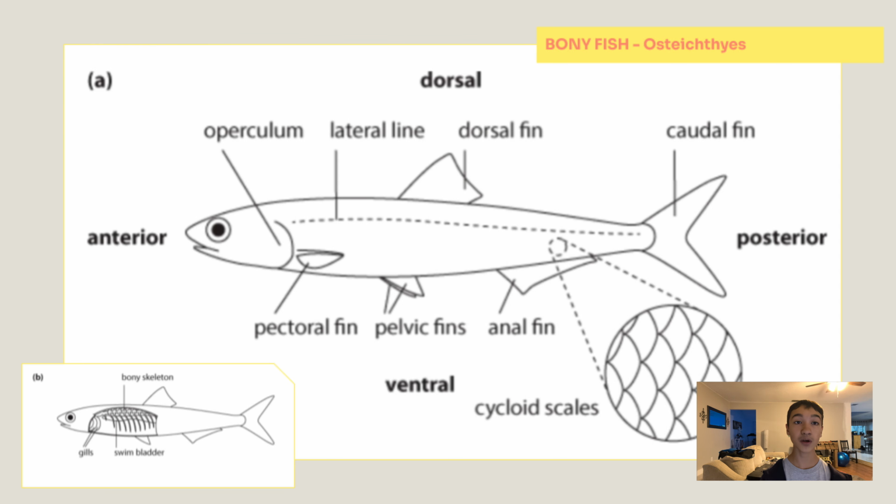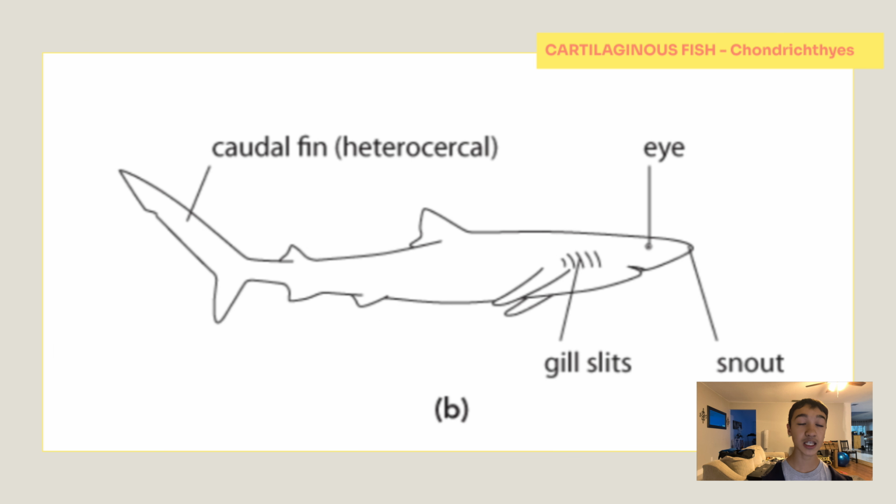This is a close-up of a generic bony fish. As you can see, they have an operculum and their lateral line extends the length of the body, and all of the different types of fins. And here is a cartilaginous fish, which has the same amount of fins. The caudal fin is labeled and the gill slits are not protected by an operculum.